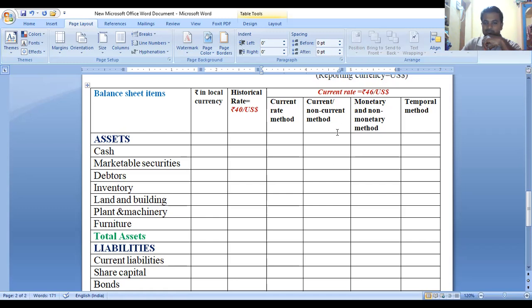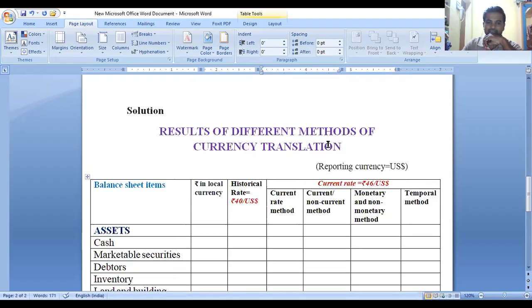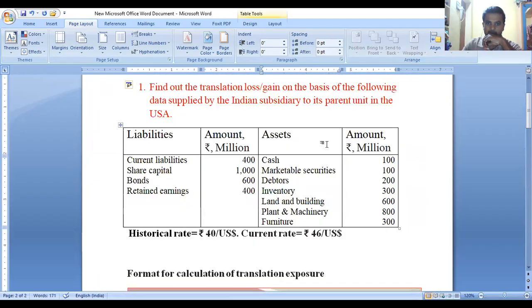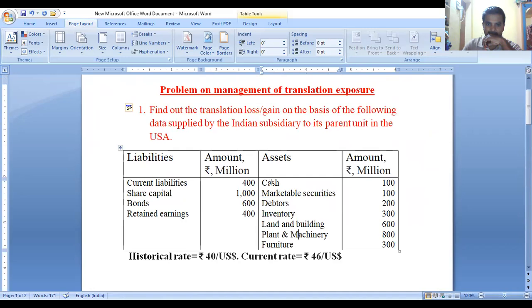If it has depreciated, how may it impact our balance sheet? Shall I use the current rate method, the current and non-current rate method, the monetary, non-monetary method, or the temporal method? Which would give a profit and which would give a loss? We need to find this with the help of the available information in this problem. So look at what items are there in this problem. I am going to discuss it.